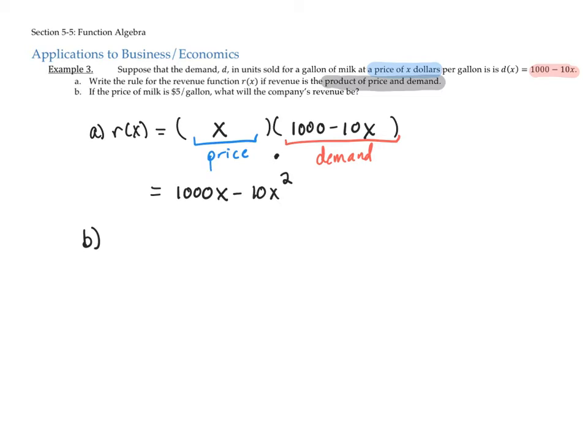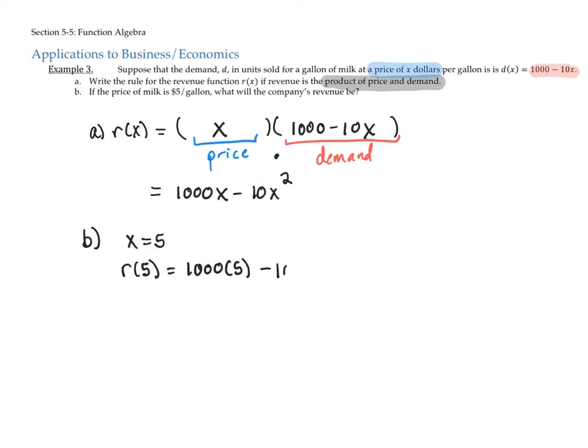Now part B says if the price of milk is $5 per gallon, what will the company's revenue be? So if our price is $5, that means our X is 5. That means we want our revenue evaluated at 5. So we want R of 5. There's two ways to do this. We could substitute either into the form that was the factored form, price times demand, or we could substitute it into the standard form. Let's go ahead and substitute it into the standard form.